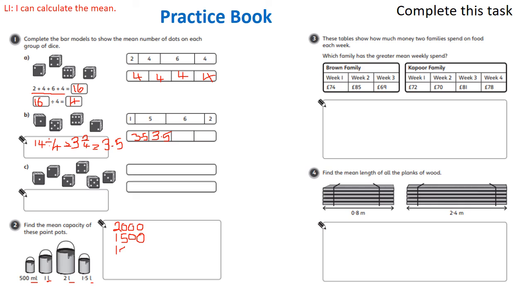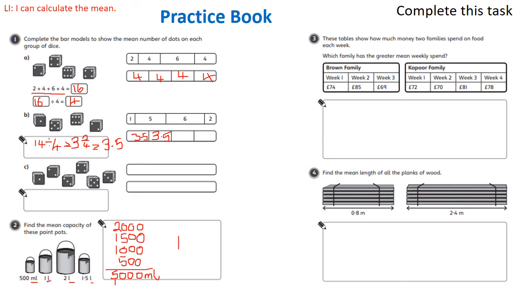I've got 1,000 millilitres. It doesn't matter what order I'm putting them in. I'm just putting them from biggest to smallest. And then I've got my 500 millilitre pot at the end. So let's add them up. So that's going to be a zero. All a line of zeros. 5 plus 5 is 10, so I put the 0 down. I carry the 1. So I've got 2, 3, 4, 5. So I've got 5,000 millilitres. So my dividend is 5,000.